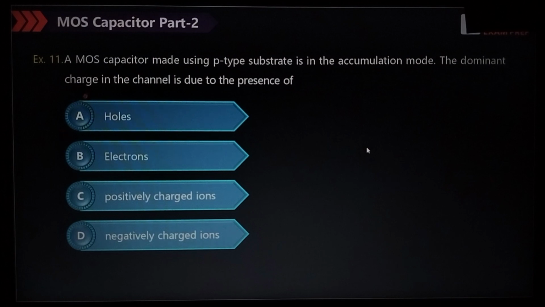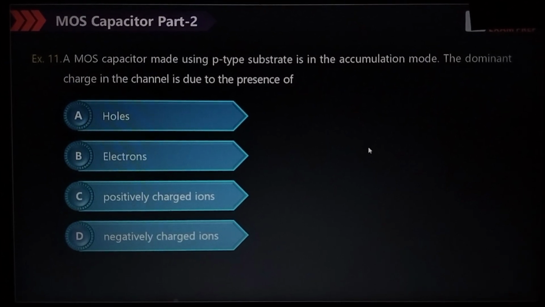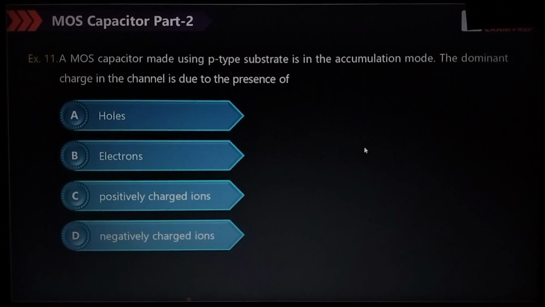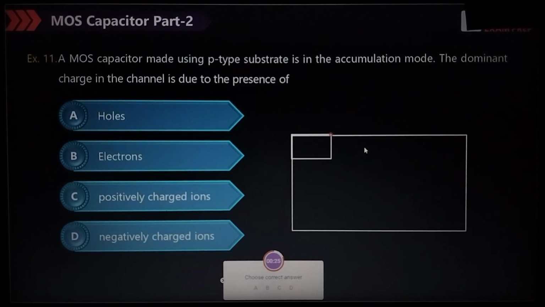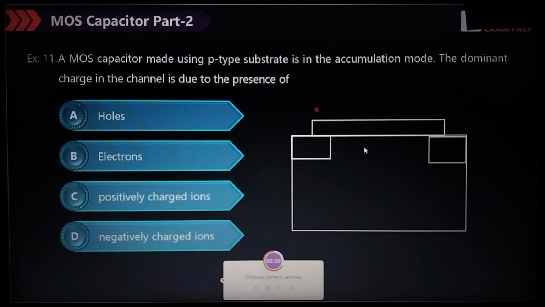A MOS capacitor made using P-type substrate is in accumulation mode. The dominant charge in the channel is due to the presence of what? What is the answer? Very, very simple. In accumulation mode, P-type substrate means, always remember, it is talking about the body. Body is the P-type. This is an N-channel MOSFET. Here we are giving a high negative voltage.